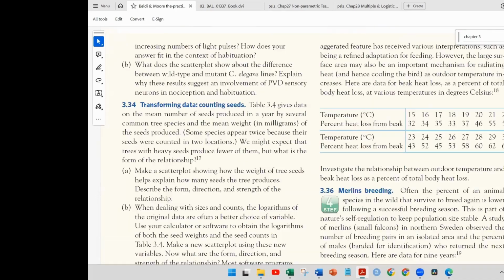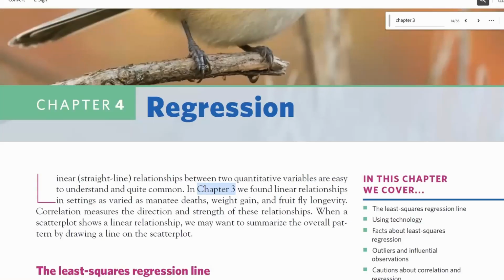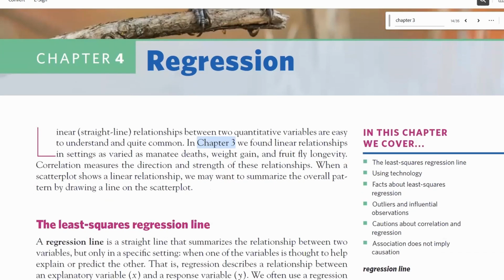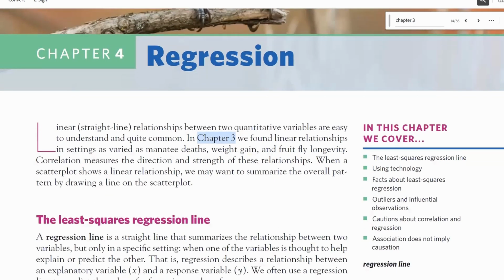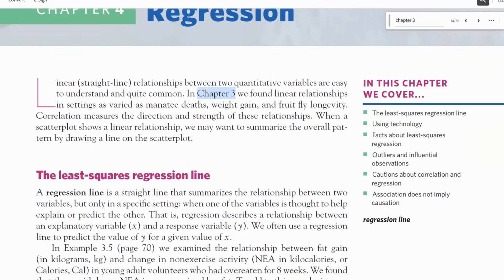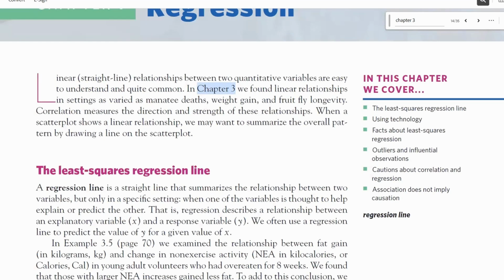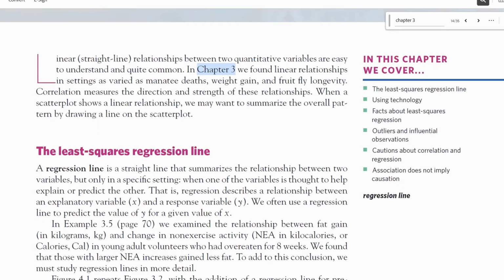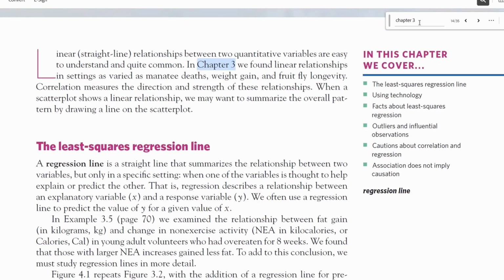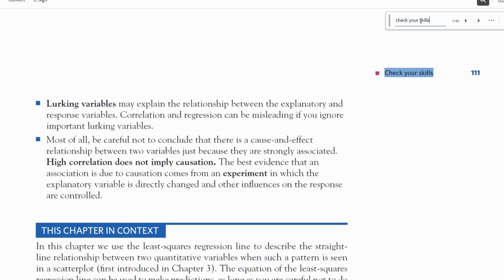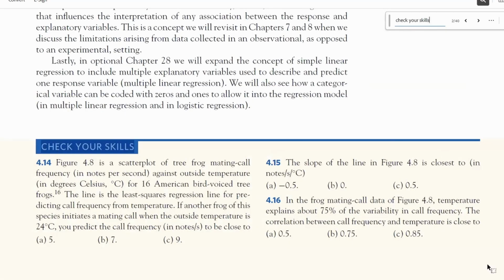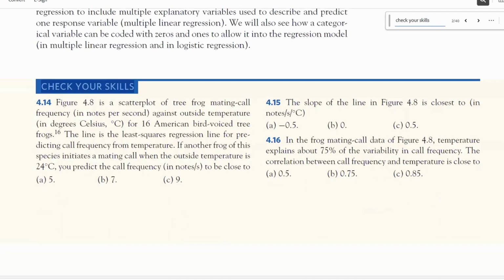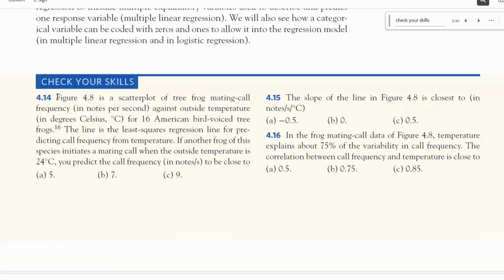on the answers. So if we go down to regression, again, we covered in regression the idea of the least squares regression line, using technology, outliers and influential observations, cautions about correlation and regression, and how association does not imply causation. And again, if we go down to this section here and check your skills, we get all the questions here that might be on the test, or questions very like this.